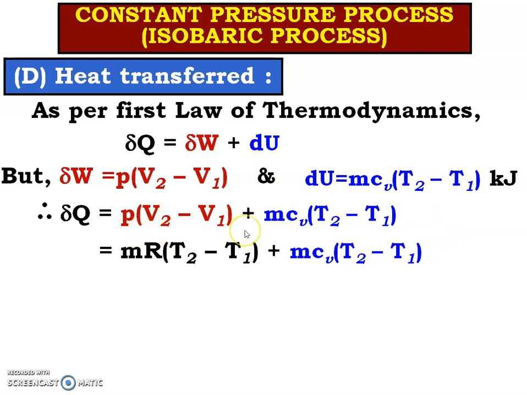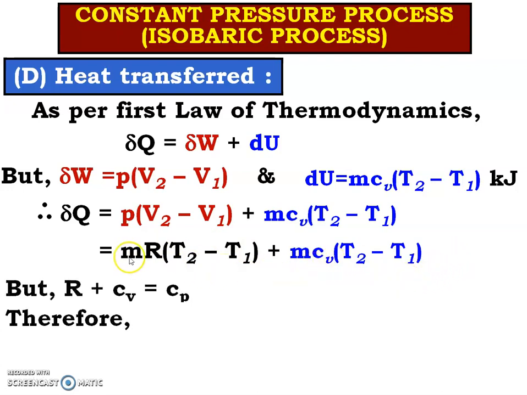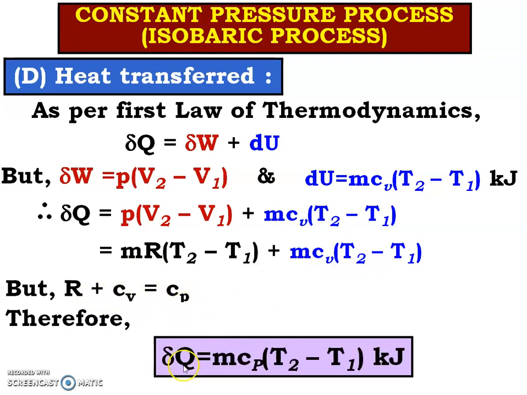Instead of P V2 minus V1, we can also write MR T2 minus T1 because PV equals MRT. So here, MR T2 minus T1 plus mCV T2 minus T1. Now which is constant here? M into T2 minus T1 is constant. So M into T2 minus T1, we can take it common. So what will be inside the bracket? R plus CV. And R plus CV equals Cp. So we can write down that delta Q equals mCp T2 minus T1.